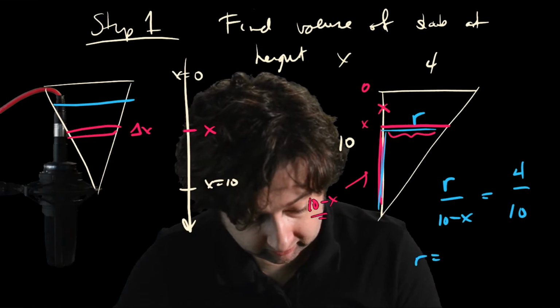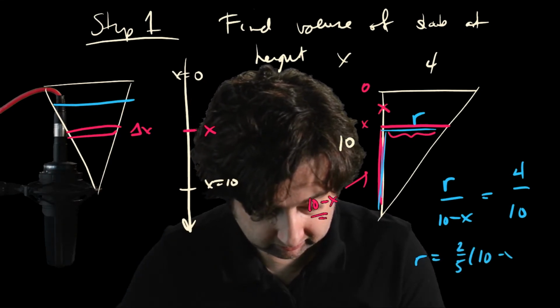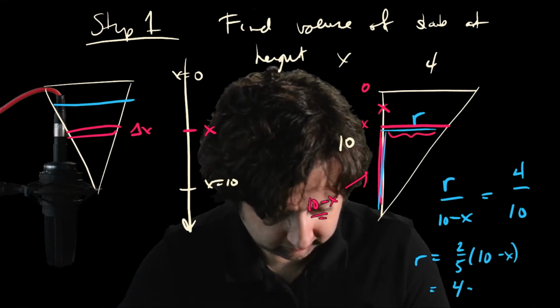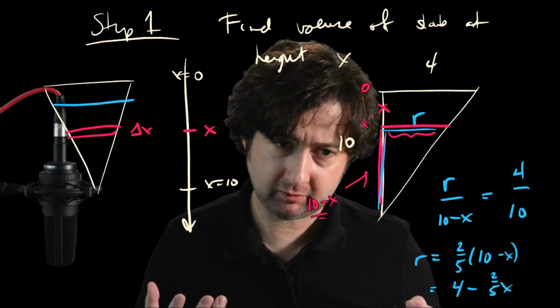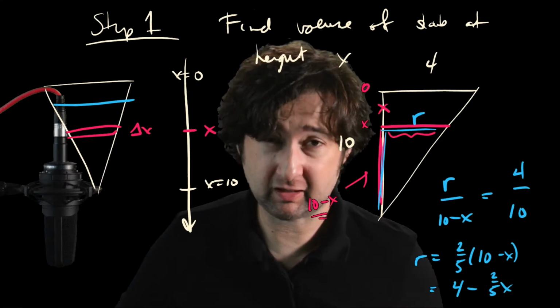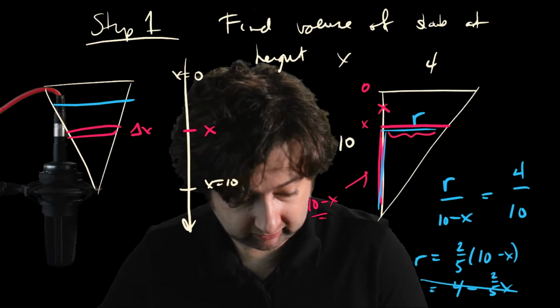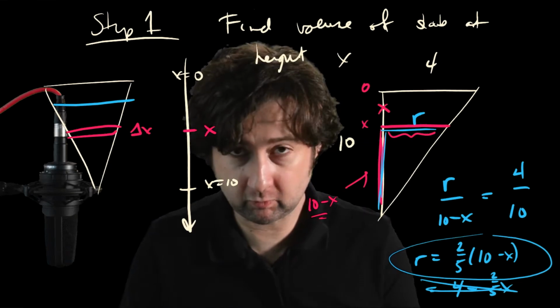So you get r equal to 2/5 times (10 minus x), which is equal to 4 minus 2/5 x. Okay, because we're going to be squaring this, it's actually probably easier to leave the 2/5 outside. So instead of writing it like this, I'm going to leave it like this. So now what have I been working on?